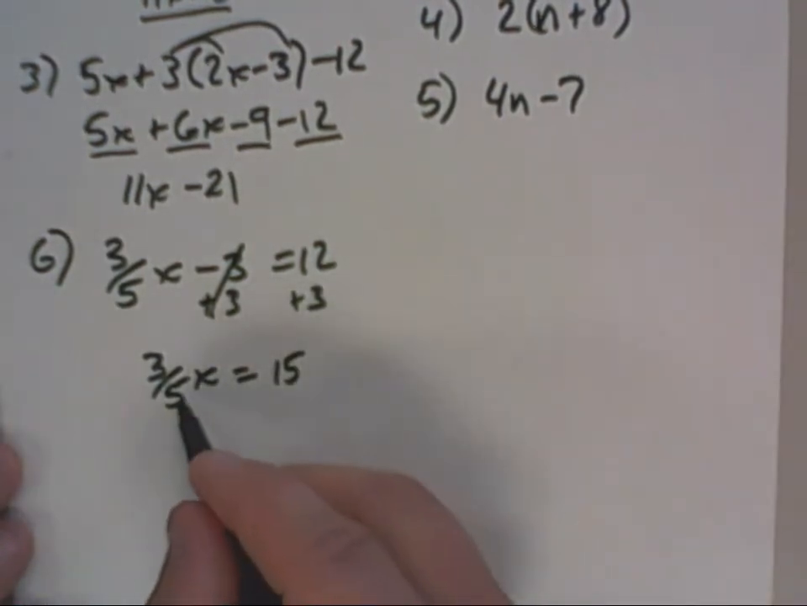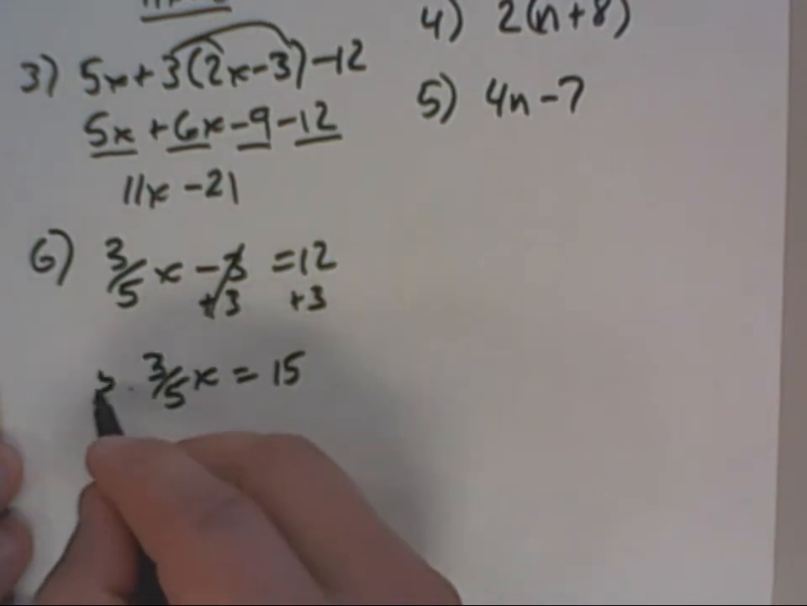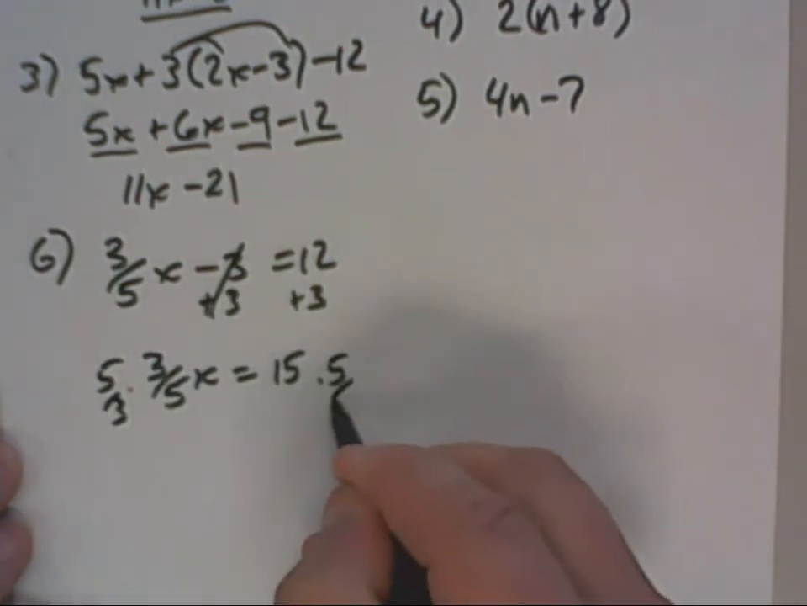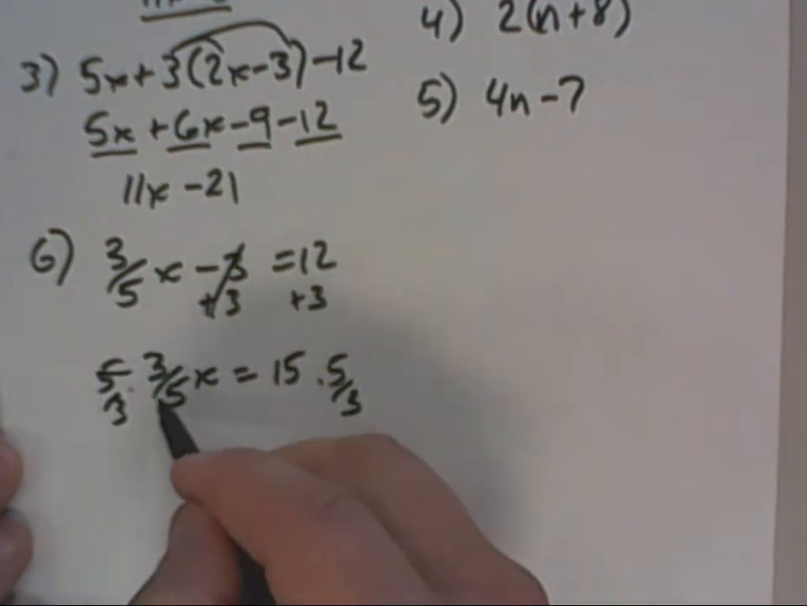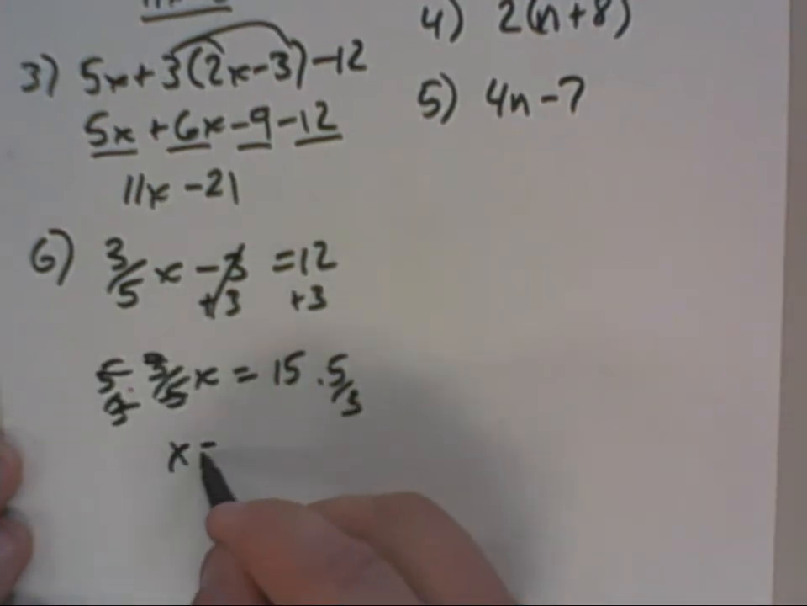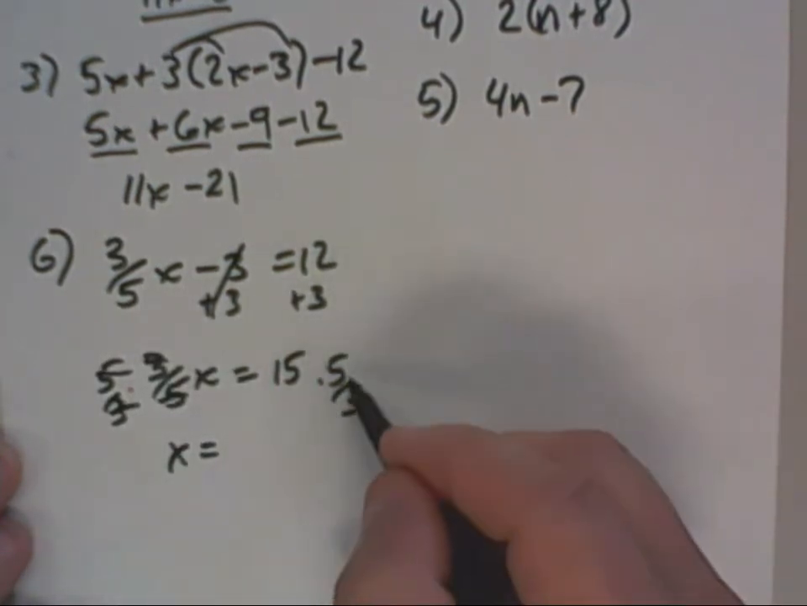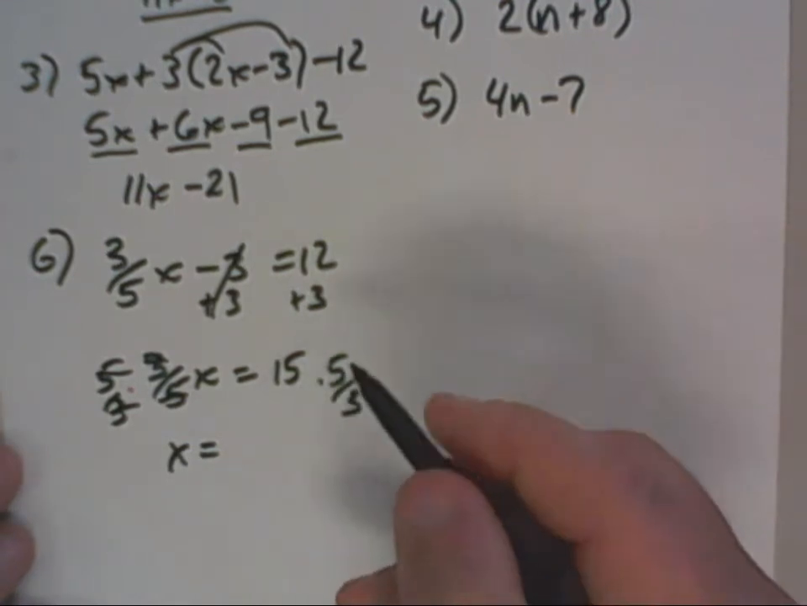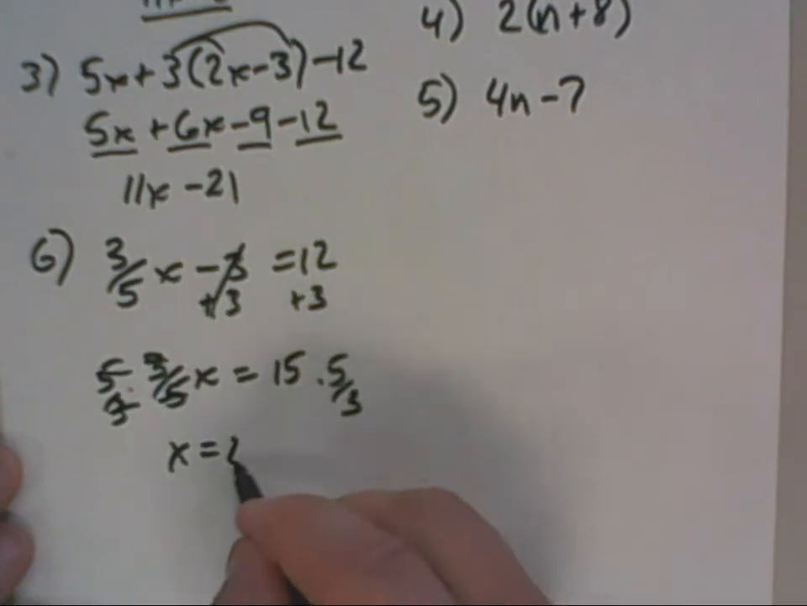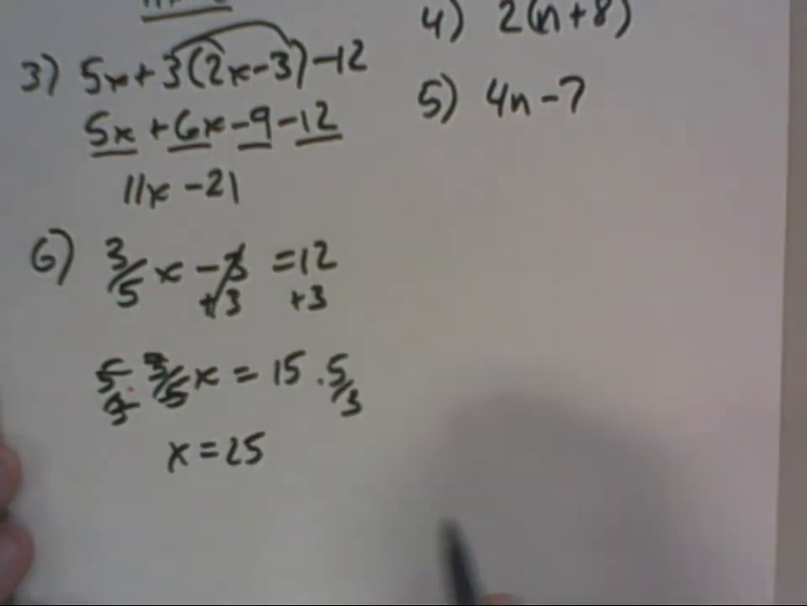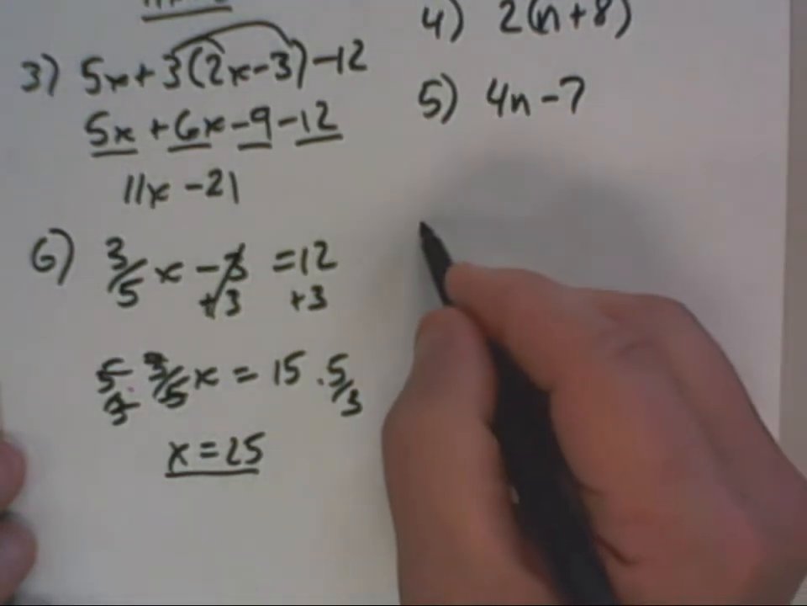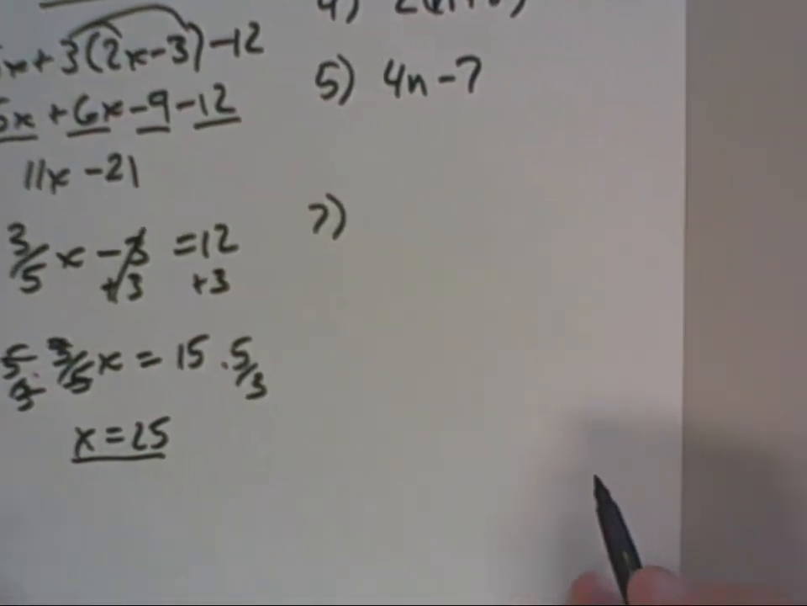And I'm going to undo multiplying by 3/5 by multiplying by the reciprocal, which is 5/3. The 5's would cancel, the 3's would cancel, and we'd have x equals 15 times 5 divided by 3. 15 times 5 is 75, and then 75 divided by 3 is 25. So number 6, we have x equals 25. Let's take a look at number 7.